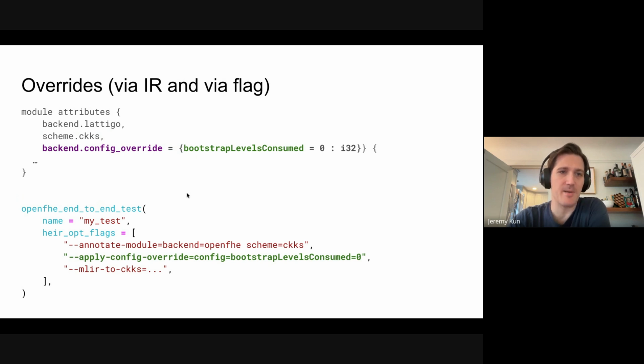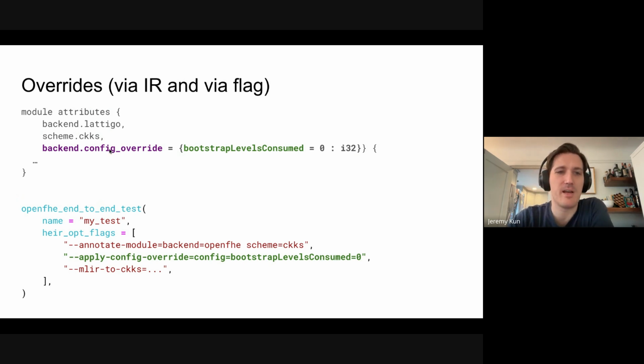For overrides, I found two places that I needed to do overrides, one of which was when the IR was modifiable by me. For some lit tests, I wanted to do this. For example, there are a bunch of tests where, since our default bootstrap levels consumed is 0 for a lot of these passes, I need that override to make the tests continue to work.